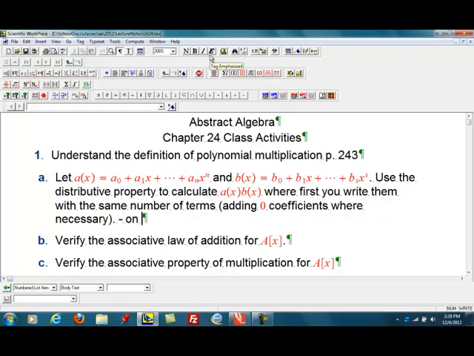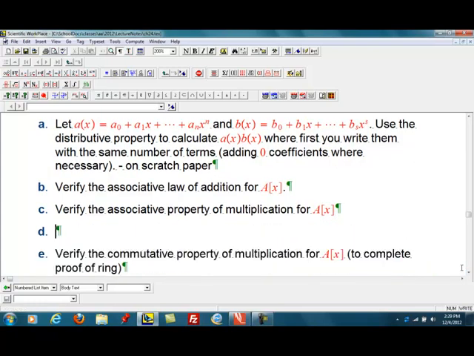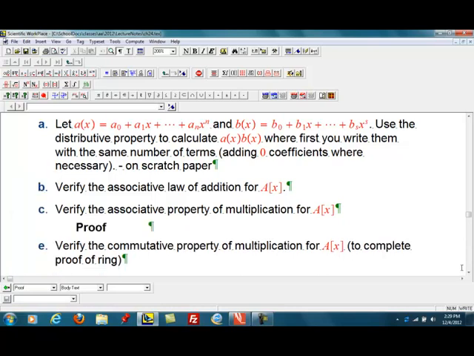So this is on the scratch paper. We now understand how the multiplication works. So now we want to go and verify the associative law, the associative property for multiplication. We'll come back and get the associative property for addition in a minute. So the associative property for multiplication for our field A of x, we assume that A is a field. That's what we're doing in this chapter.